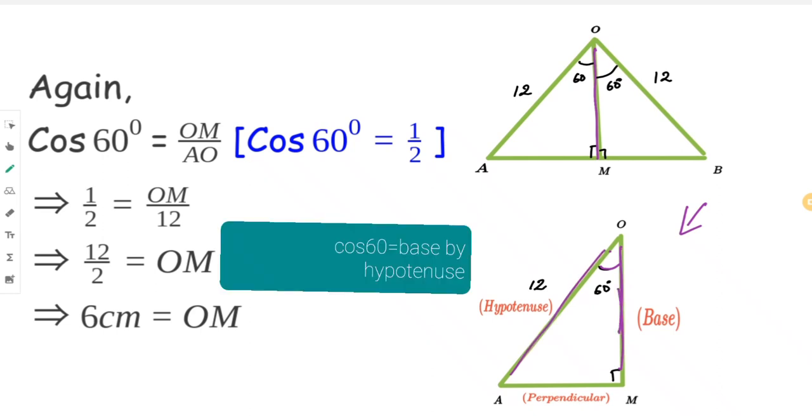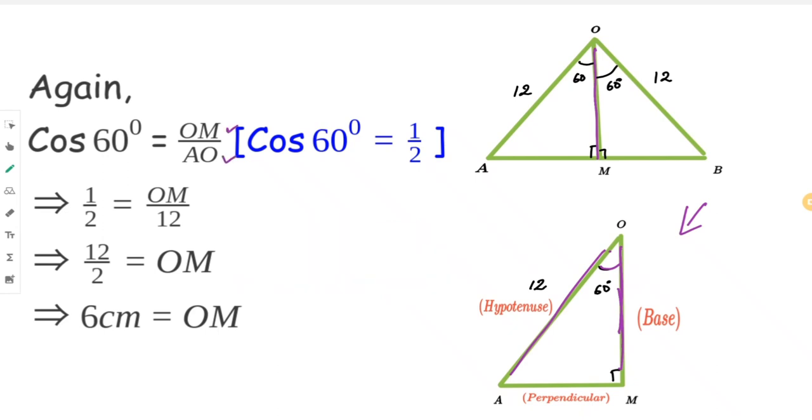So cos 60 equals base by hypotenuse. Now what is the value of cos 60 degrees? It is 1 by 2, or half. I'm trying to find OM, and AO we already know is 12. Once again this 12 will go up with cross multiplication, it will become 12 by 2, or 2 sixes are 12. Then I'm going to get OM, which is the height of the triangle, equal to 6 centimeters.